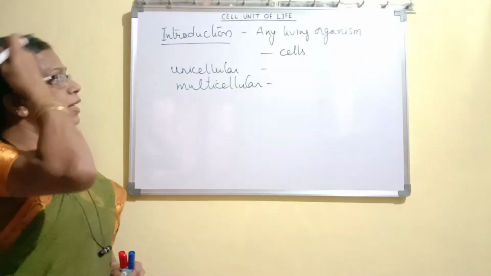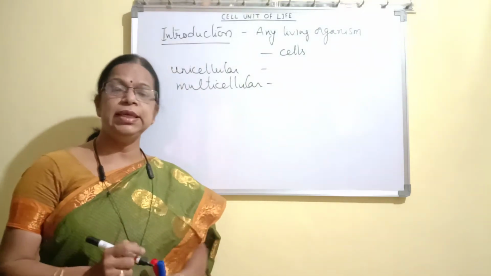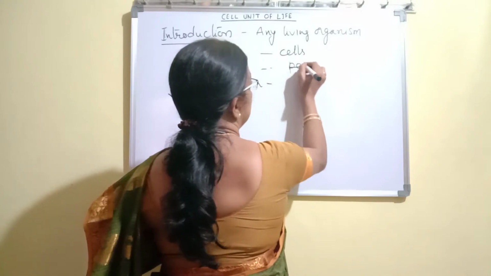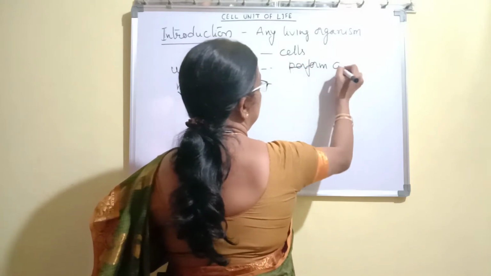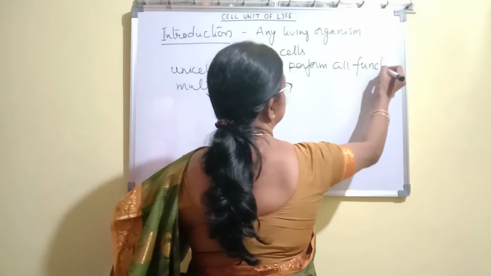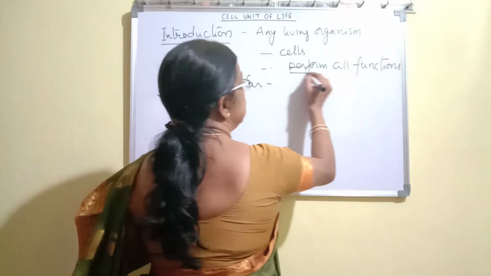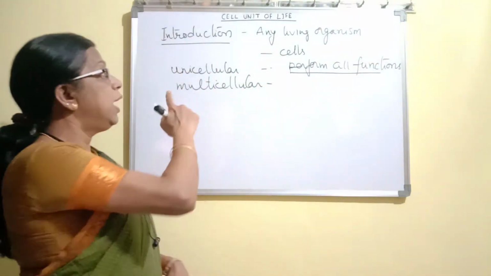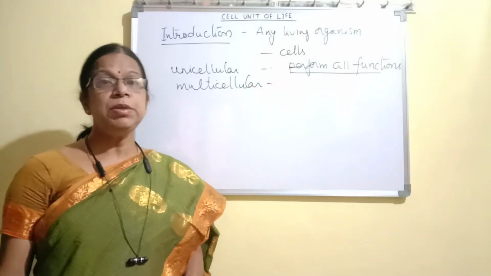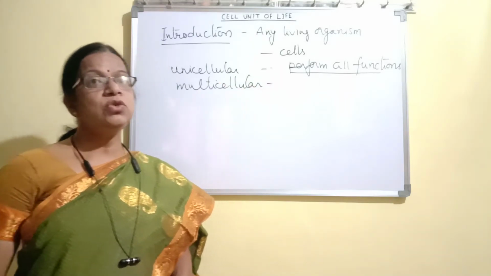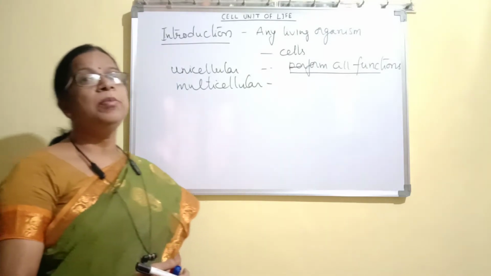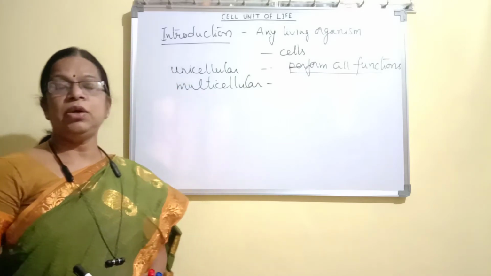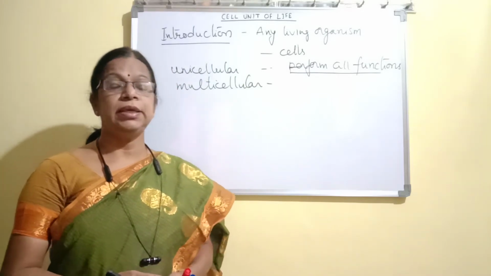Unicellular organisms are those which have only a single cell. But this single cell can perform all functions which are required by the living organism. That means it is self-sufficient. That is what is unicellular. Like you have chlamydomonas in plants, or amoeba, euglena, paramecium. All these are unicellular organisms which can exist independently.